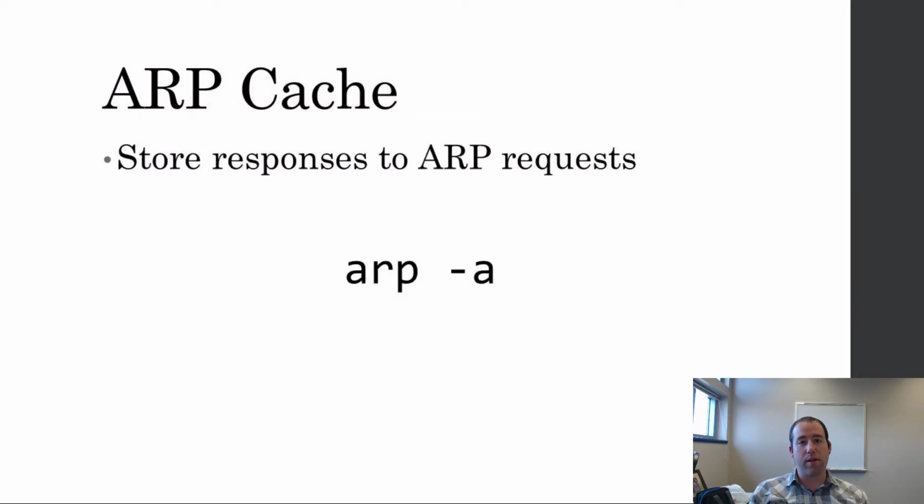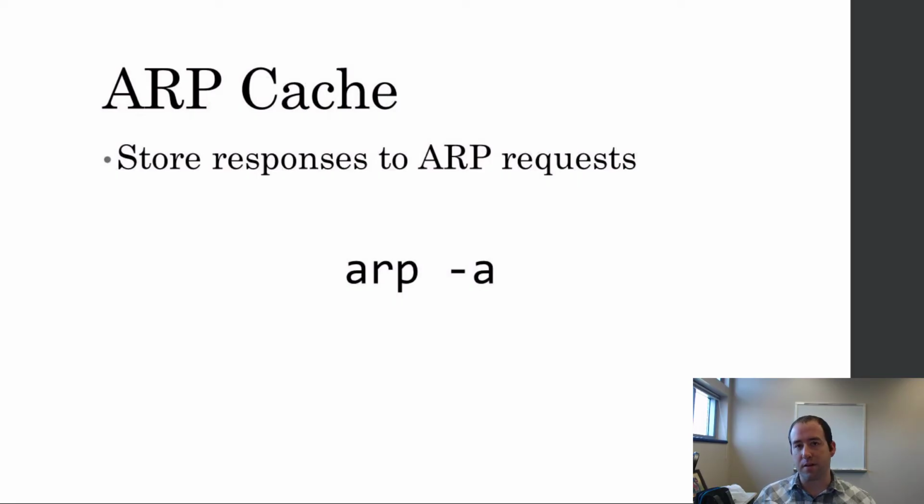So we store those in what's called the ARP cache. And the reason we store them is so that we don't have to send out an ARP request for every frame. Because if we didn't store it, we'd have to send out an ARP request and get an ARP response for every single frame we want to send. And that would trash your network. So we have a cache.